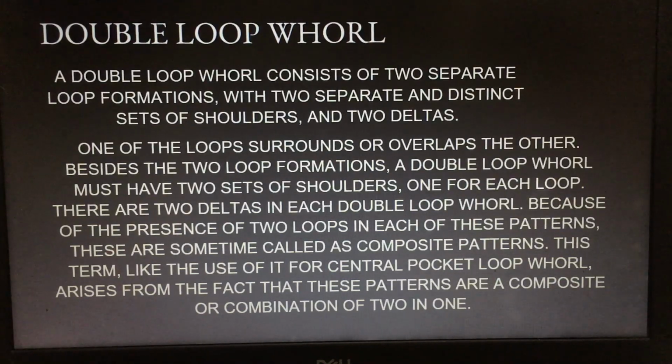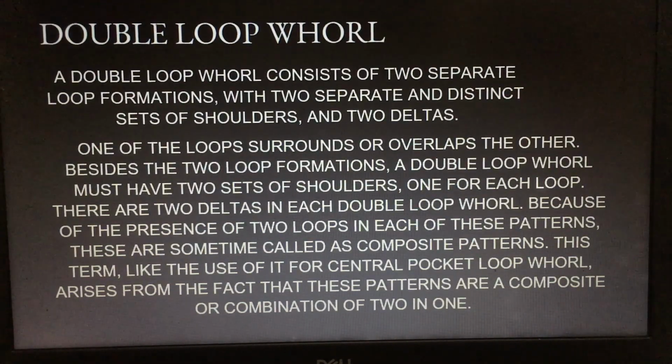Next is the double loop whirl. A double loop whirl consists of two separate and distinct sets of shoulders and two deltas. One of the loops surrounds or overlaps the other. Besides the two loop formations, a double loop whirl must have two sets of shoulders, one for each loop. There are two deltas in each double loop whirl because of the presence of two loops in each of these patterns.